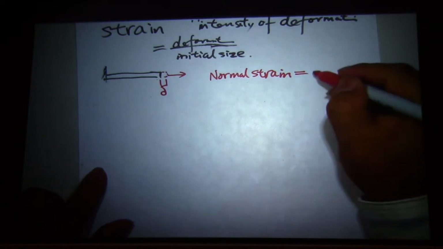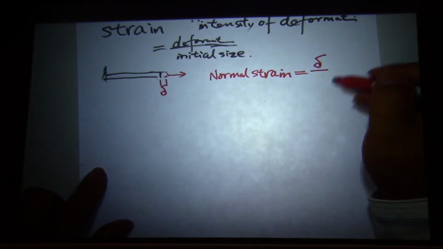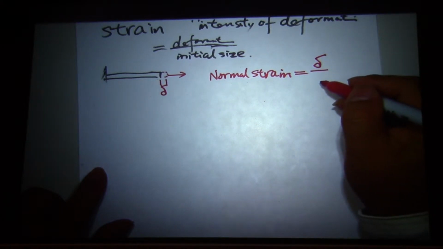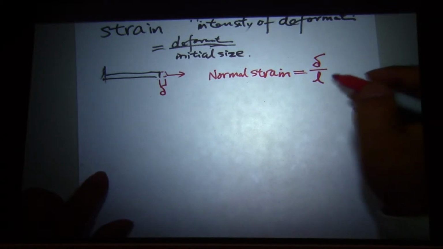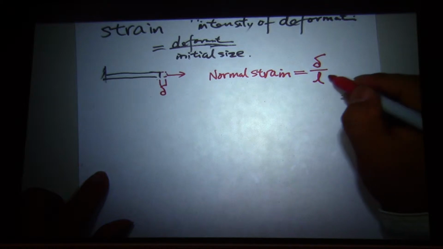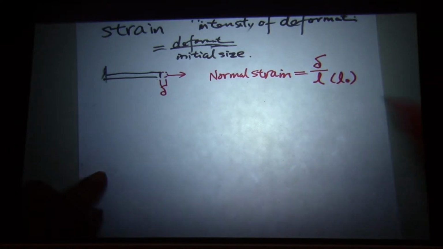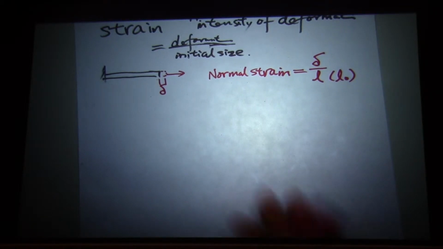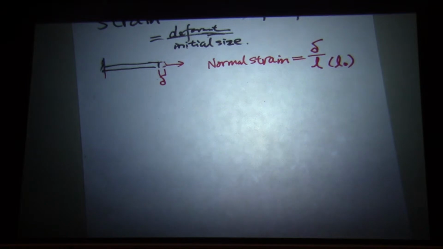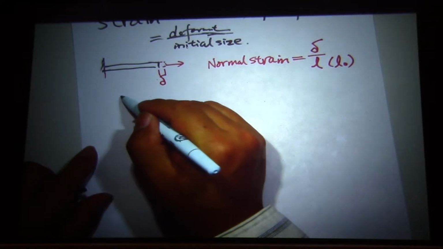Okay, so the normal strain will be the delta deformation over the side. Which side? The length, L. Here it doesn't matter if it is L0 or L, it's the same, because we talk about small deformation. You have a 1 meter long bar. The deformation may be 1 millimeter or 1 micrometer. We talk about that level of difference. Okay, that's normal strain.